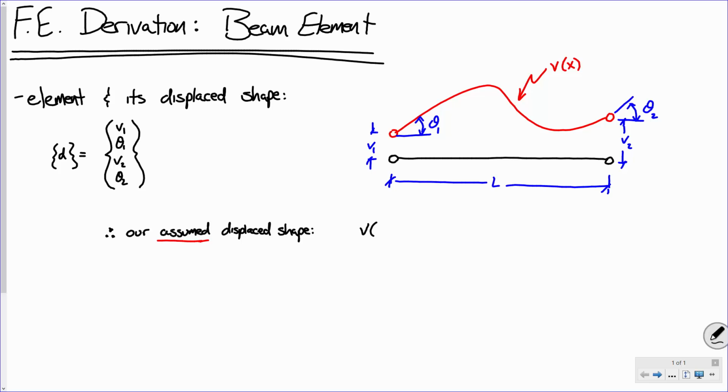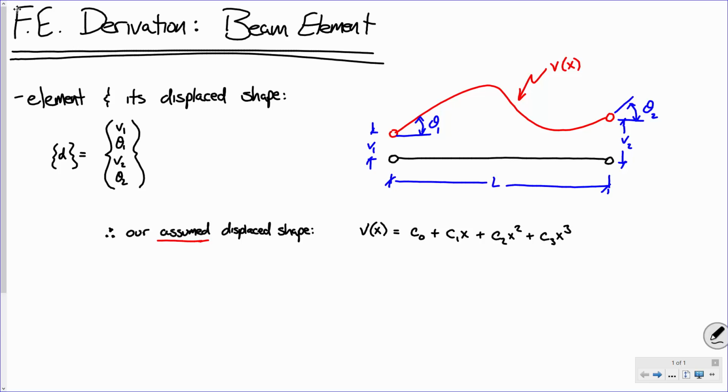See, for the bar, we said that our displacement was c naught plus c1 times x. Now, let me ask you this. We had two unknown constants here, c naught and c1, right? And those corresponded to our two displacements. How many displacements do we have here? Or how many? 4. So I propose that we just keep going on. So we assume that our displaced shape is cubic in nature, which actually fits a lot of what you do with beam theory.